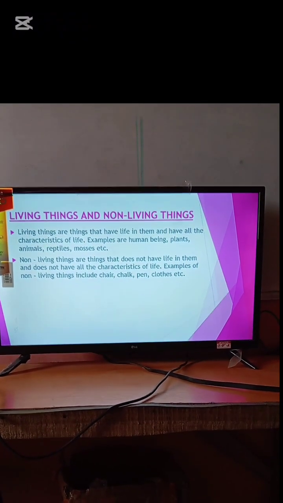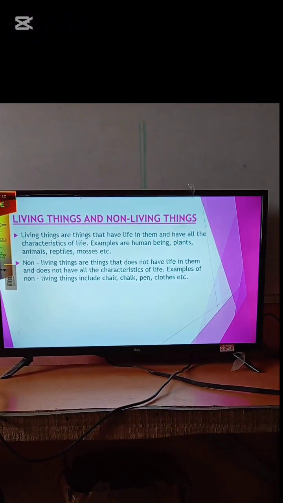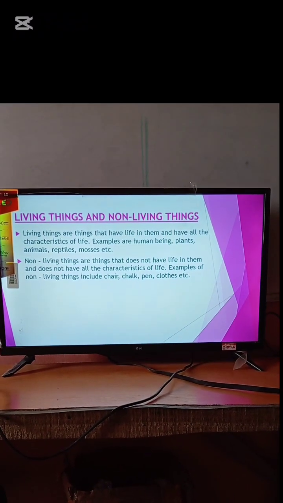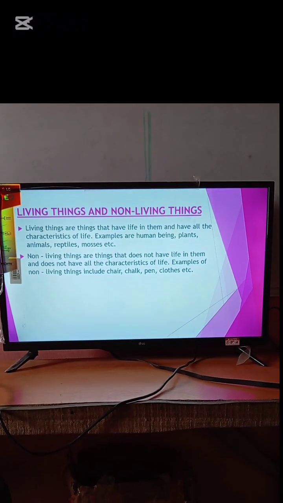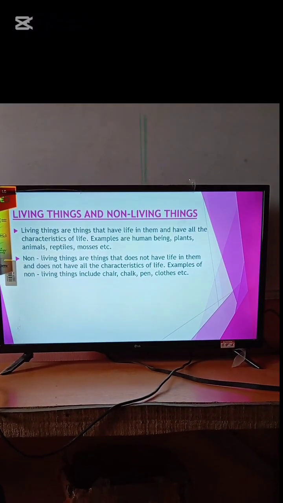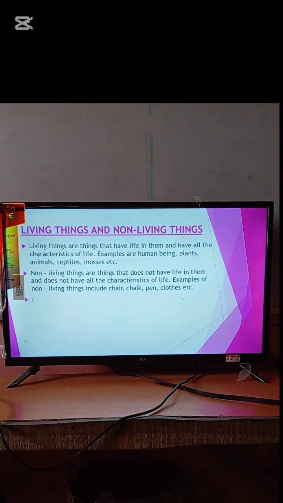Then non-living things are things that do not have life in them and do not possess the characteristics of life. For example, our tables, our chairs, the TV, computer, anything that does not have life in them, all those are called non-living things.